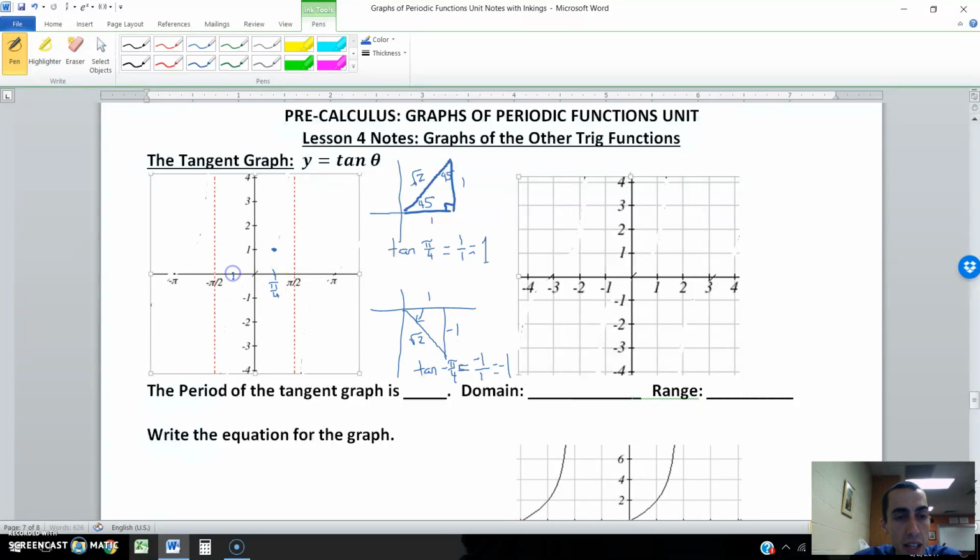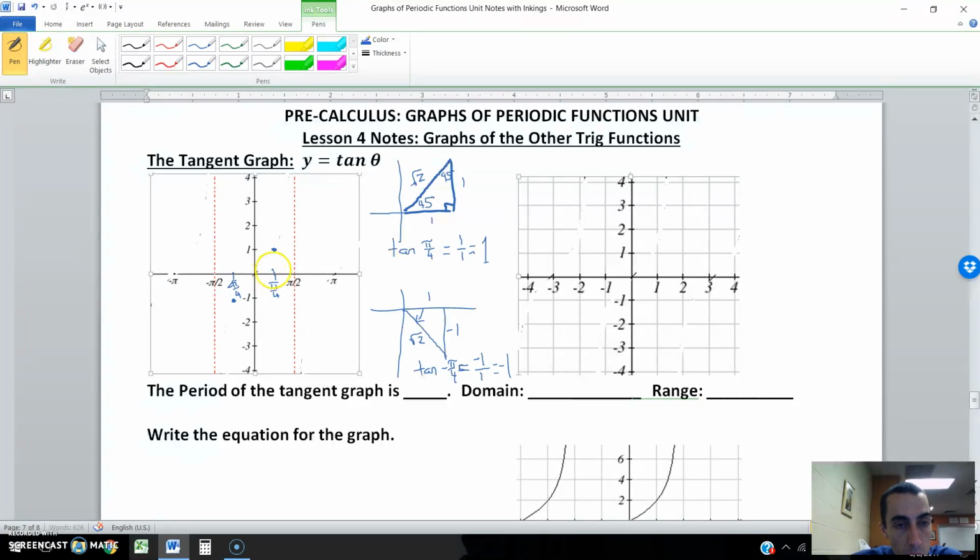Now if we did a negative pi over 4, that would be a negative 45 degrees. And so we'd have a 45, 45, 90 triangle again, and the y over x would also, in this case, equal a negative 1. And so we've got negative 1 there.